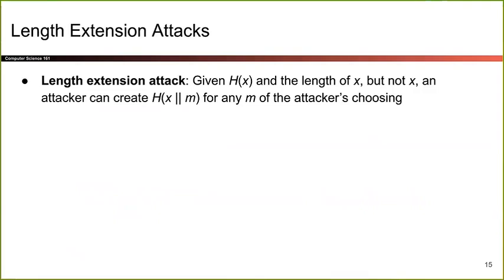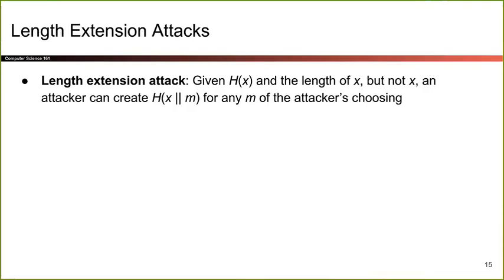Another kind of unrelated attack on hashes is called the length extension attack. I give you the hash, I give you the output. I also tell you how long the input is, but I don't tell you the input. I just give you the output. Now, by all the properties from before, you can't tell me what the input was. You can't find another input that maps to this output. But if the hash is vulnerable to length extension, you can actually give me the hash of X concatenated with M.